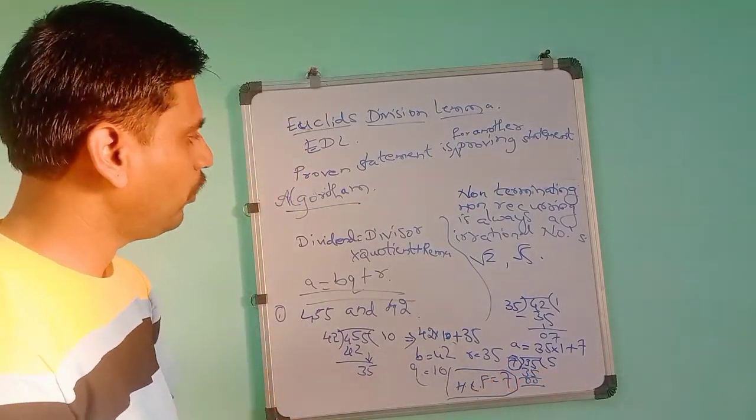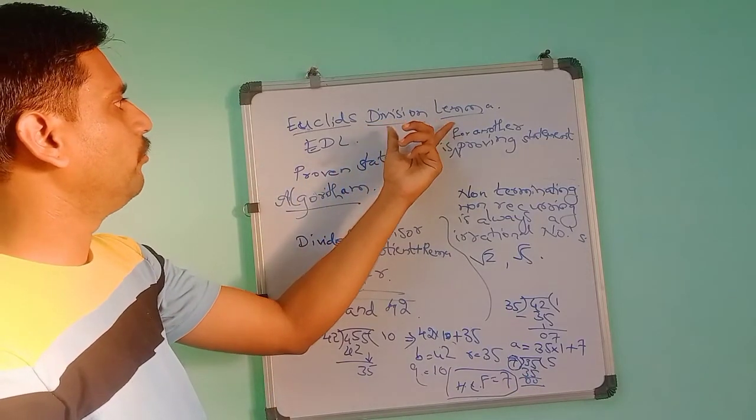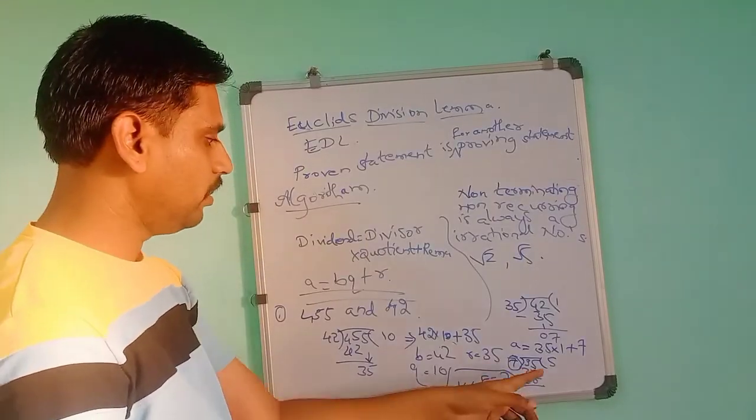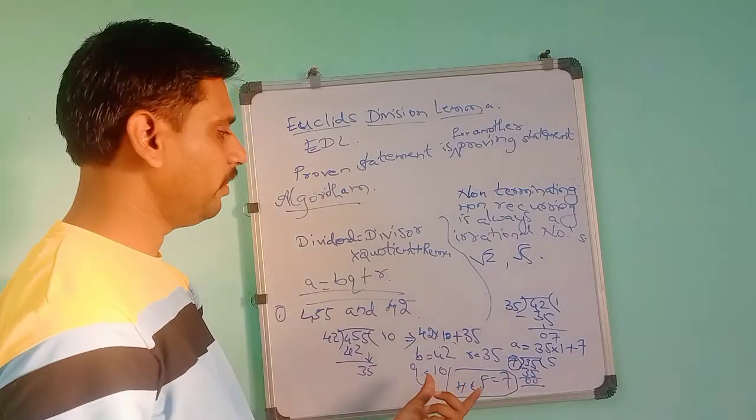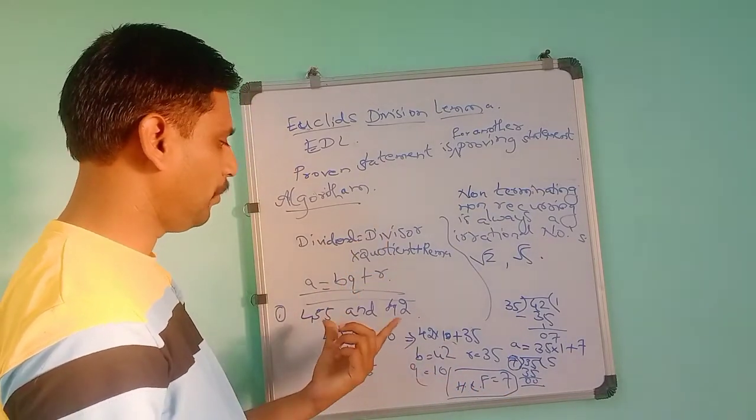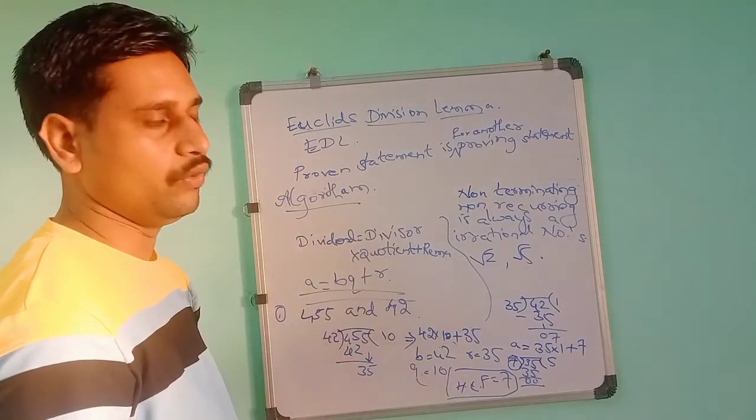The remainder should be zero, and only then does Euclid's division lemma stop. That last divisor is the HCF of the given numbers, 455 and 42.